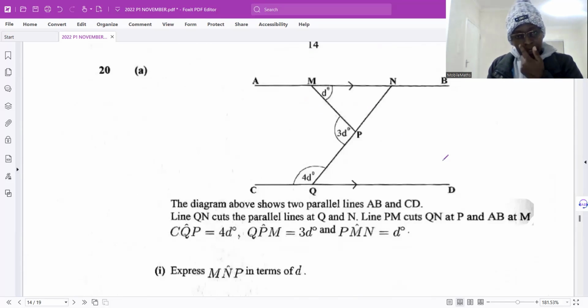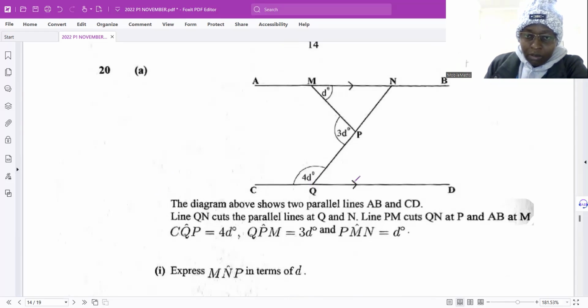Let's go to number 20. Number 20 is saying we have this diagram which shows two parallel lines. So these are our parallel lines, this one and this one, okay? Then we are given the angles. Then they will ask us some other angles.